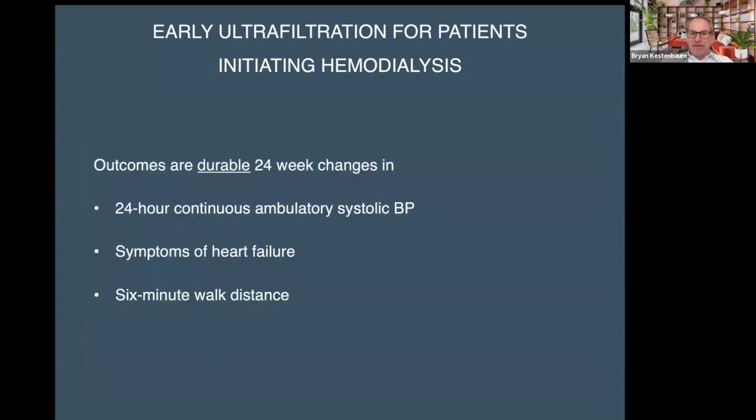The outcomes of this study tried to pick ones that are proximally related to the reduction in volume, which is the 24-hour continuous ambulatory blood pressure, symptoms of heart failure and congestion, and ability to walk and do other activities that relate to function.